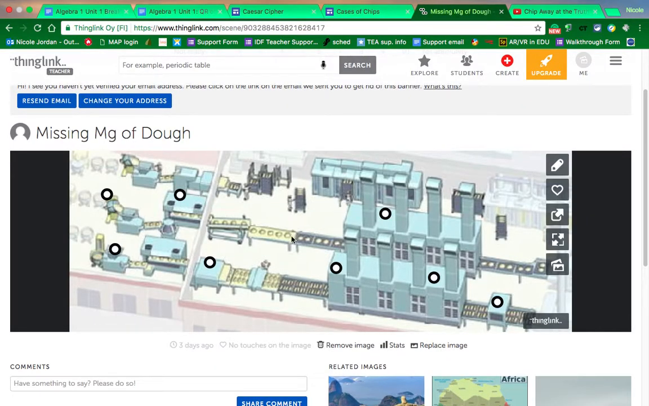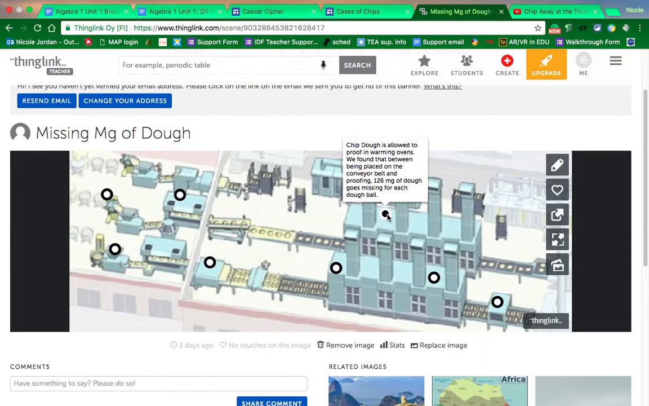Another one of the QR codes is going to take them to a Thinglink. This Thinglink is labeled Missing Milligrams of Dough. They don't have to click, they can just hover on each of these circles. It's going to give them some information about the process of making the chips.